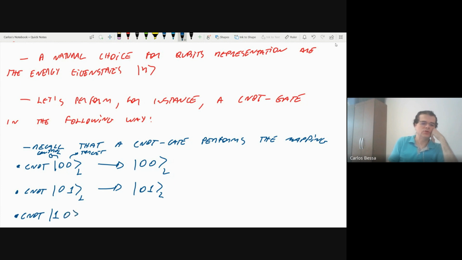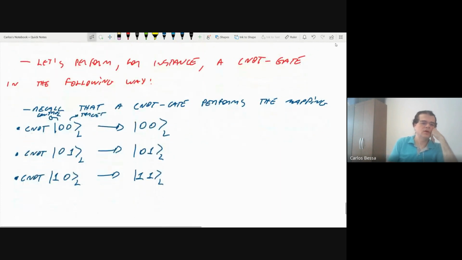So when the control is this, the control never changes, right? So it's still 1. And here will be the sum of 1 and 0, 1. A binary sum. And C0 applied to 1, 1. This will have 1 and now 0. Okay?